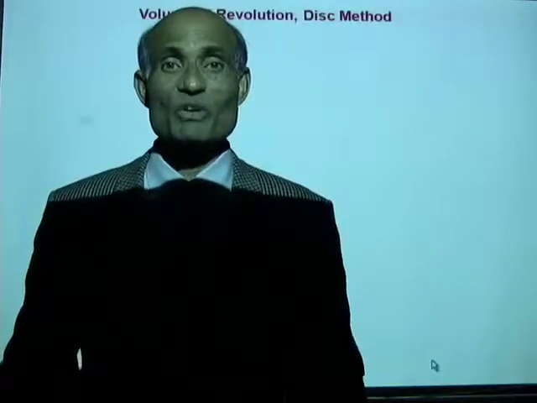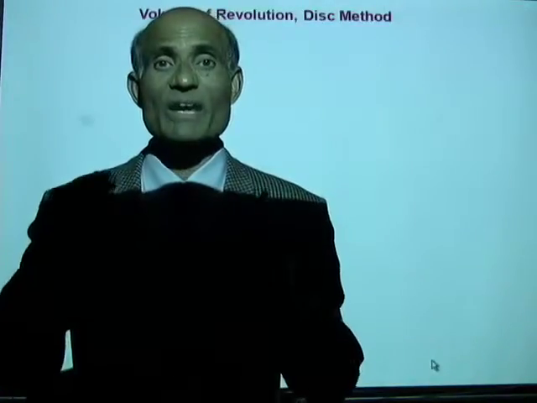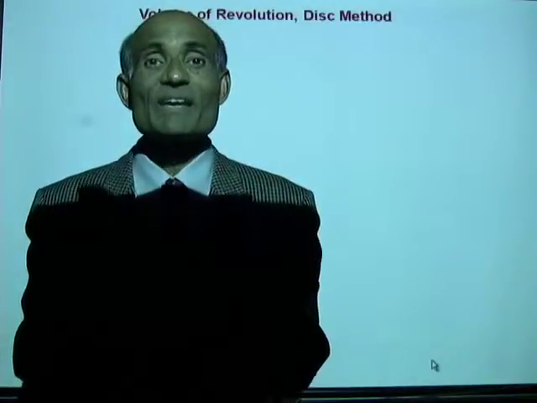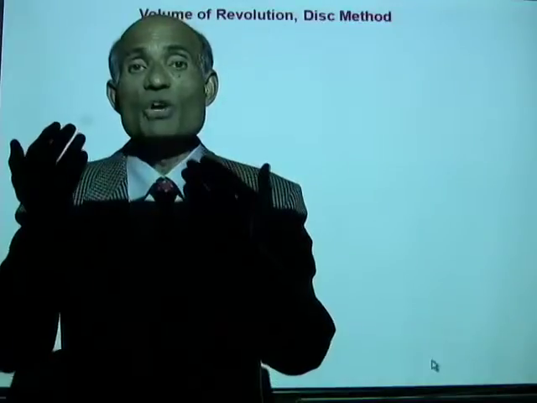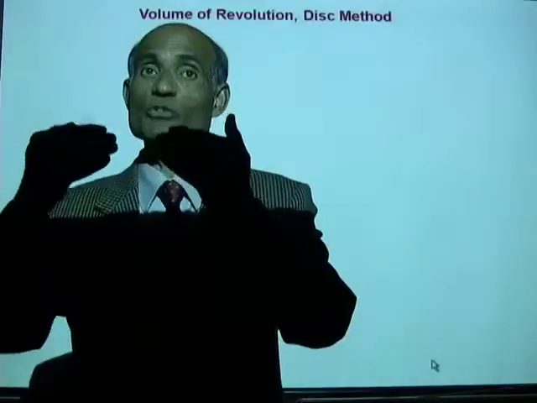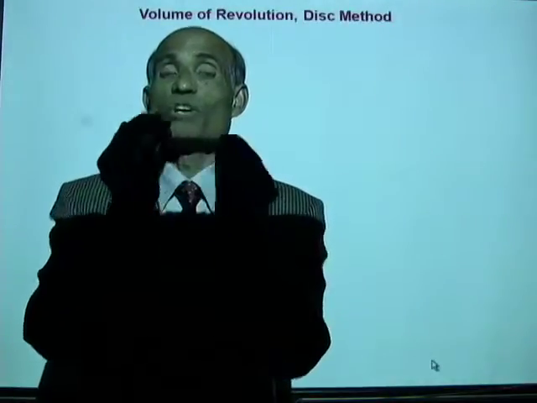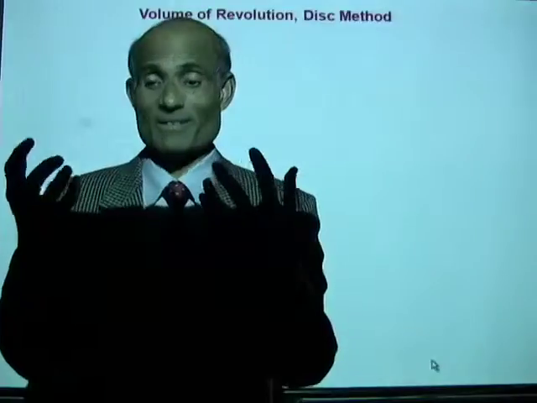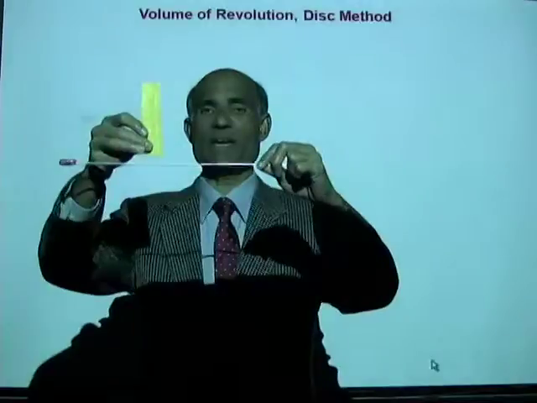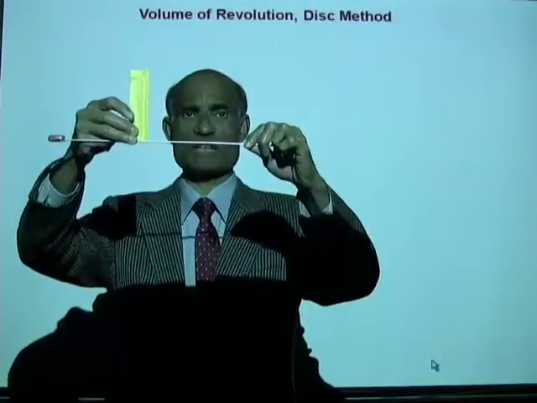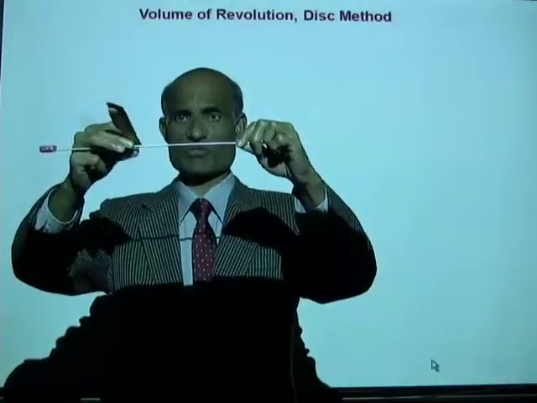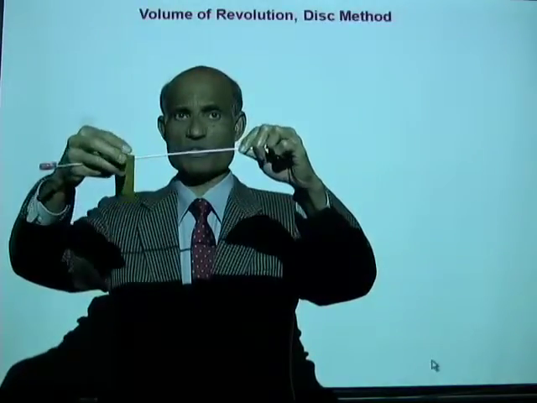In the last lesson, we discussed how to calculate the area bounded by the graphs of two functions. In this lesson, we will see how this area can be revolved about the x-axis or y-axis to generate a solid. Now, for example, can you visualize an area like this sitting on the x-axis, and if you revolve it about the x-axis, what kind of solid do you generate?